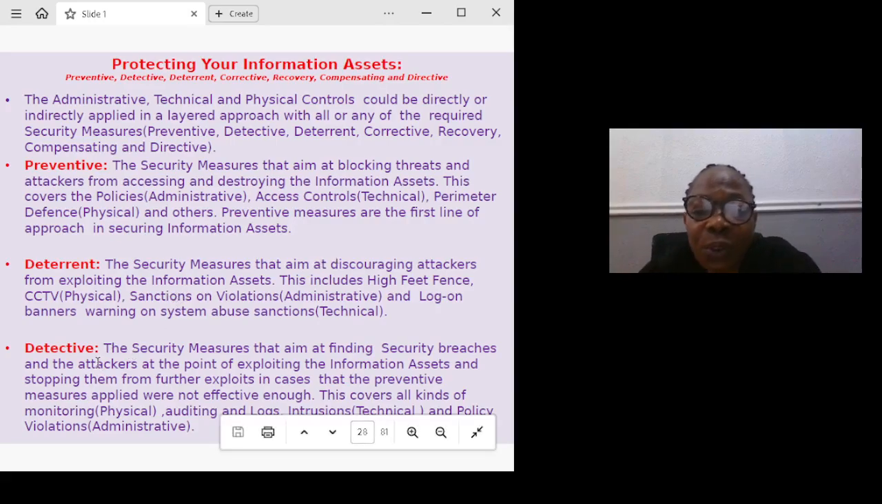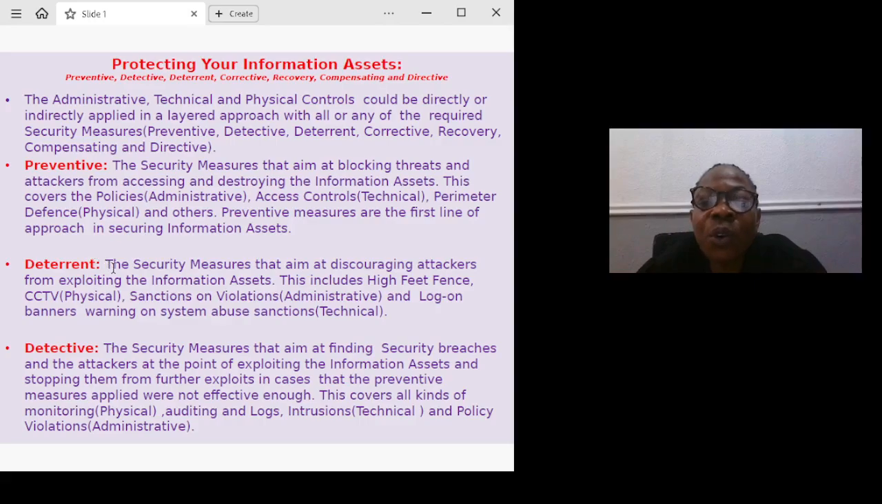The CCTV I'm talking about can also act as deterrent control. If an armed robber or a thief gets to know that you have CCTV in place, they would want to cool down, they want to mellow down in their excesses, unless they turn themselves to something else. Now, deterrent controls are the security measures that aim at discouraging attackers from exploiting the information assets. They discourage the armed robber, discourage the bad guys, from having their way.